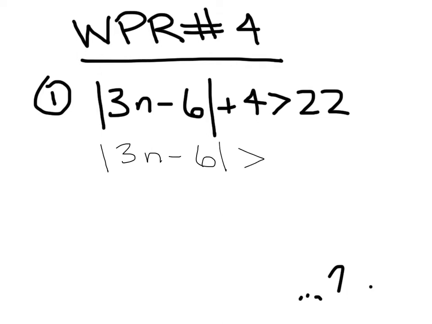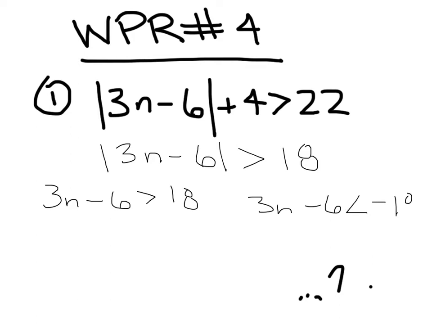Notice that I'm not taking the absolute value. I'm not removing the absolute value symbol as I do this. It's only now, after I've cleared out the other terms, that I can remove the absolute value symbol to create the inequality 3n minus 6 is greater than 18, along with the other inequality 3n minus 6 is less than negative 18. Switch and negate for the second inequality.